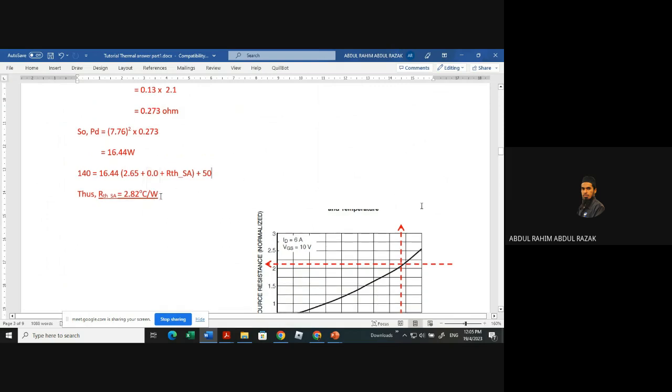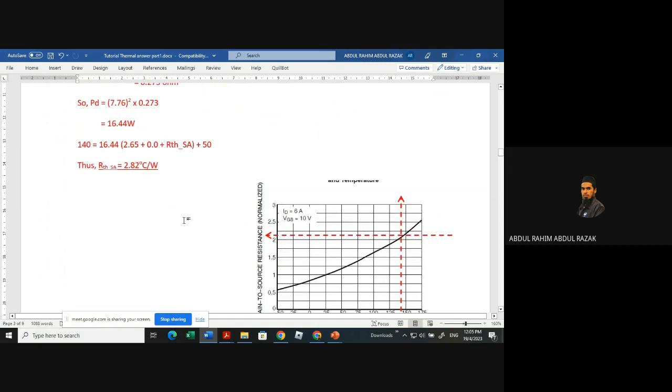Okay, question. If you calculate that your required heat sink is 2.82°C, and for sure, normally bila you select or you want to choose heat sink in the market, there's no specific number like that. 2.82°C of heat sink. Jadi kalau kita cari lah.